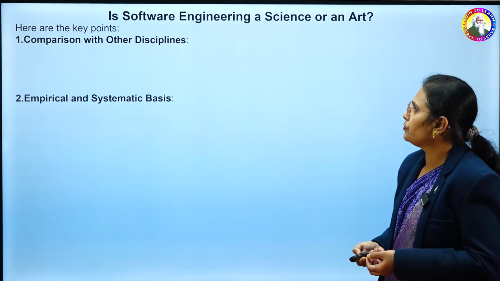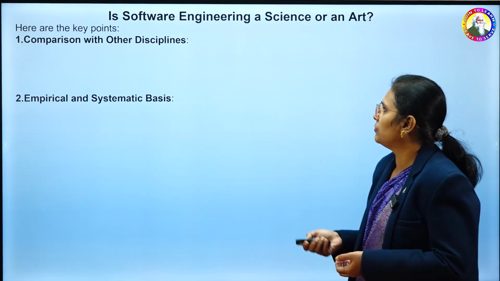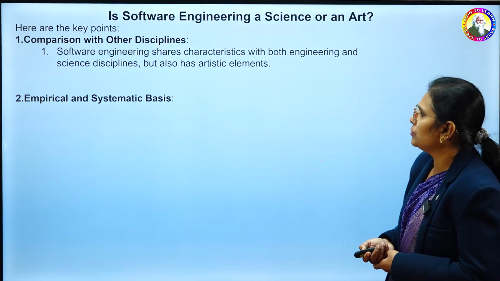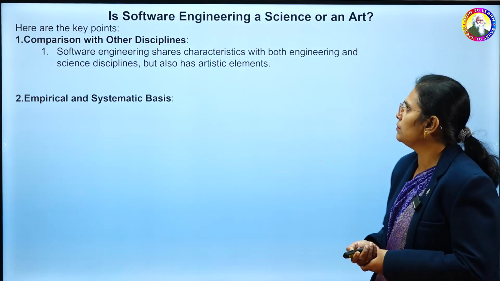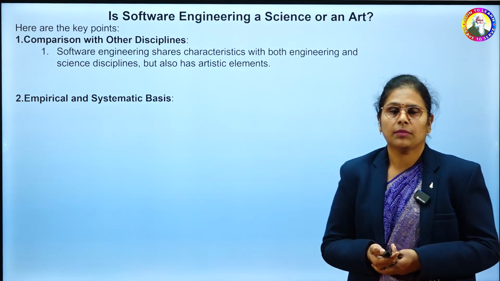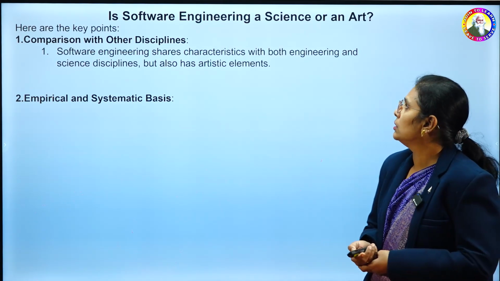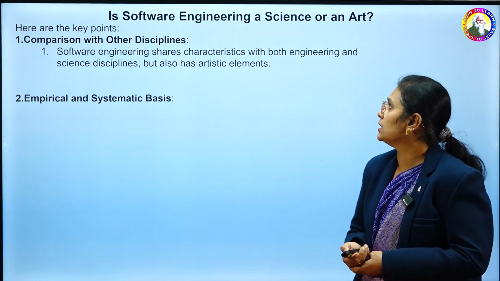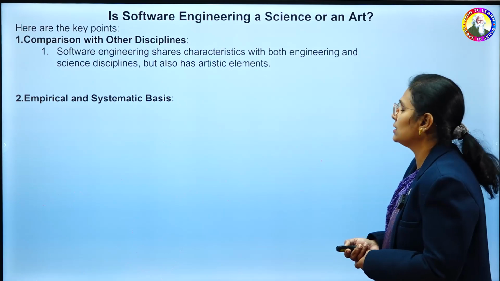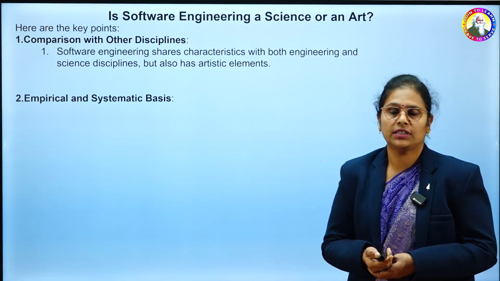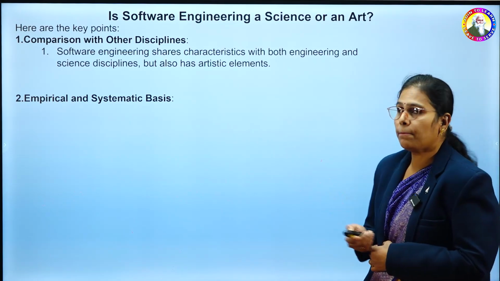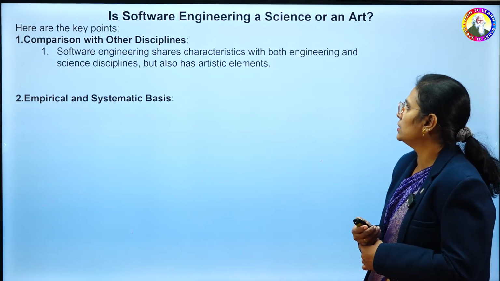Now, here are the key components. The first one is comparison with other disciplines. Before going for comparison, let me first define what a science or an art is. As I am saying, software engineering is an engineering discipline, but is it a science or an art? You have to define it, so we have to compare it with other disciplines.